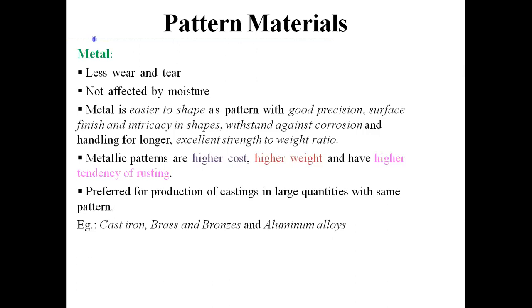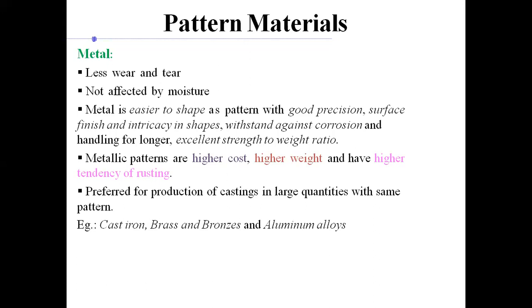So the next one is metal. You see, it has less wear and tear, right, as opposed to the wooden one, because it is hard. It is not affected by moisture. That is another benefit. Metal is easier to shape as a pattern, with good precision, surface finish, and intricacy in shapes. It withstands corrosion, can be handled for longer, and has an excellent strength to weight ratio. Okay, all these are benefits.